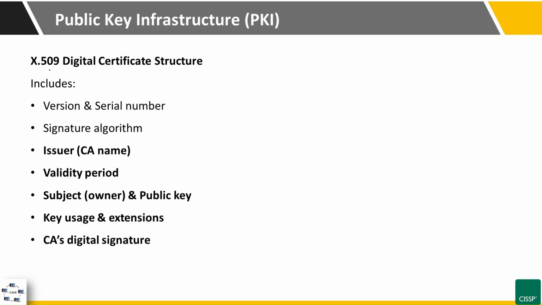So, X.509 digital certificate structure. You can say this is the certificate that is issued by a CA, and this certificate includes the version and serial number of the certificate, the signature algorithm that is used for signing the certificate, the CN, which CA issued the certificate, the validity period of the certificate, the subject or the owner, the public key, usage and extensions, and the CA's own digital signature. So the CA's digital signature is used to verify the CA.